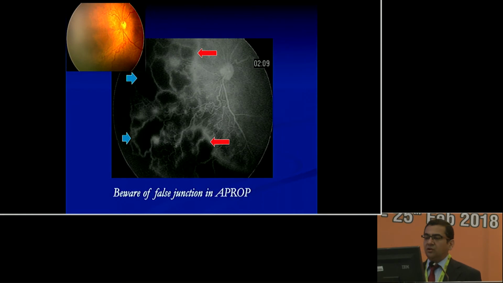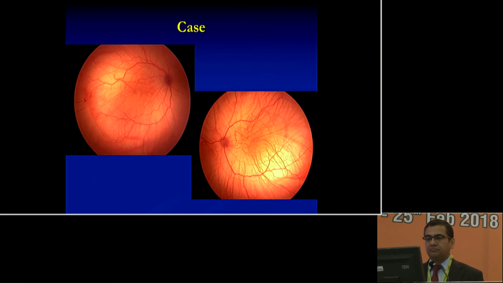So just to show in angiography, the blue arrows is where the apparent junction seems to be, but if you see the red arrows are where the actual junction is, and a lot of these avascular loops are there, and these are all areas of potential ischemia which need to be treated.